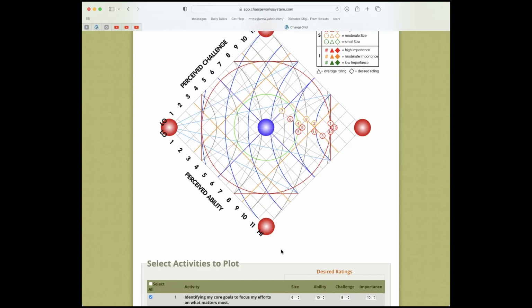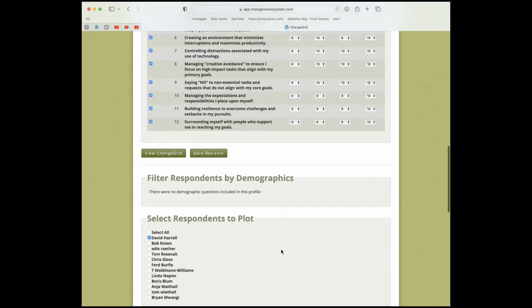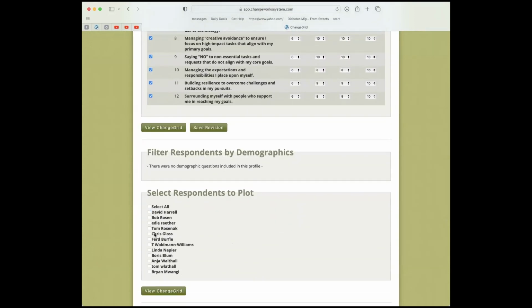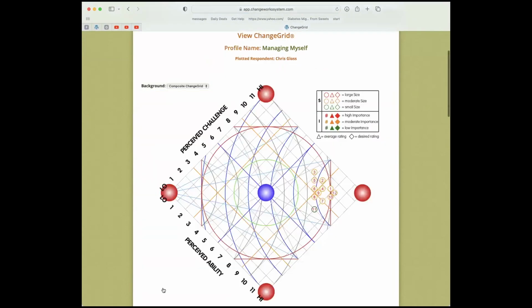Let's see, Chris also wanted to see his, so let's go ahead and share Chris's for just a second. David, we'll go to Chris, view the change grid. Oh, looky, looky, looky. Again, we're seeing a nice concentration of activities, plotting even further out on the grid than Tom's were plotting. So you see this kind of arrowhead. Get out of Chris's way. Okay, he's moving. He says these are all important.